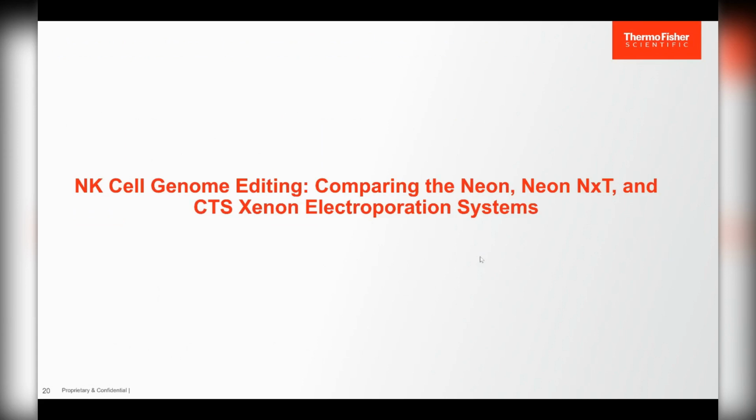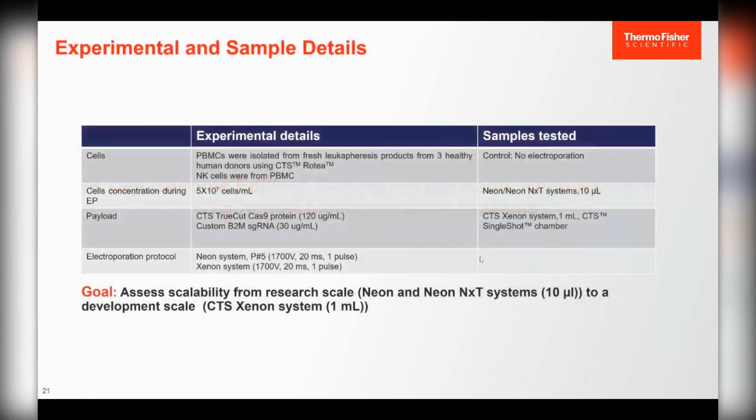Here we compare NK cell genome editing with 3 different electroporation systems: the Neon, Neon Next, and Xenon electroporation systems. So these are the experimental details, and our goal, from the Neon to Neon Next and Xenon, was scalability from research scale, like 10 microliter tips for Neon and Neon Next, to developmental scale, like Xenon 1 ml.